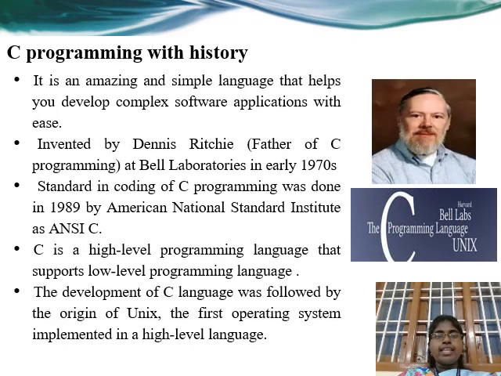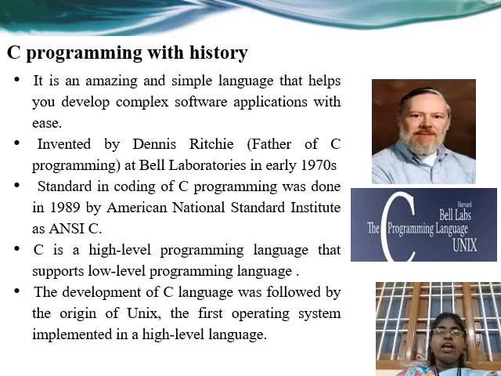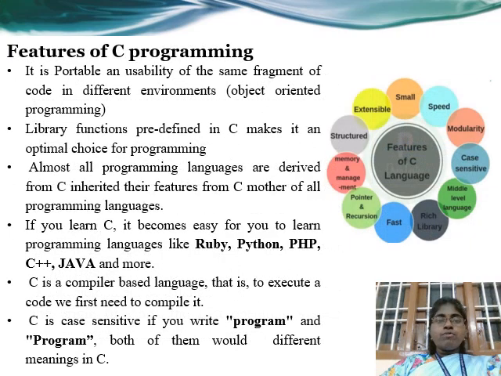C programming history. It is an amazing and simple language that helps you develop complex software applications with ease. Invented by Dennis Ritchie, father of C programming, at Bell Laboratories in the early 1970s. A standard for C programming was set in 1989 by the American National Standards Institute. C is a high-level programming language that supports low-level programming. The development of C language was followed by the origin of Unix, the first operating system implemented in a high-level language. Features of C programming.